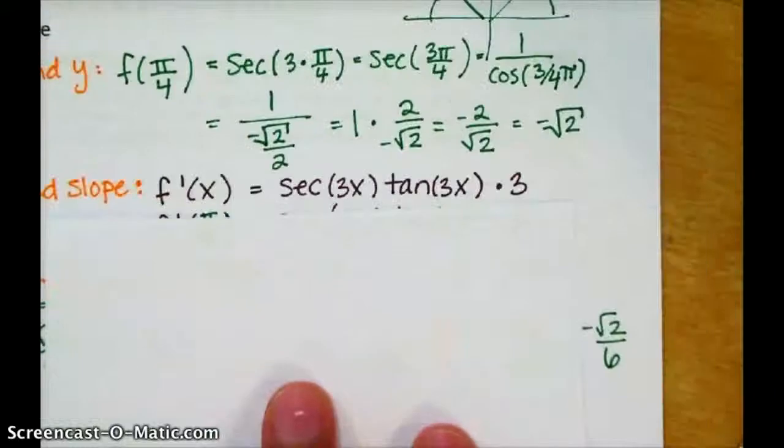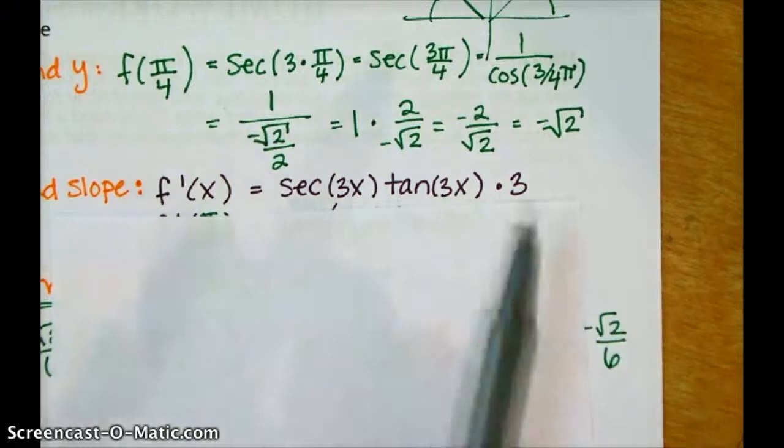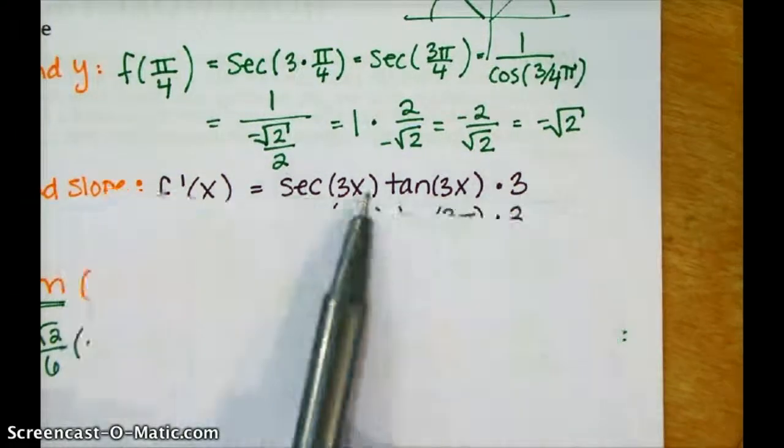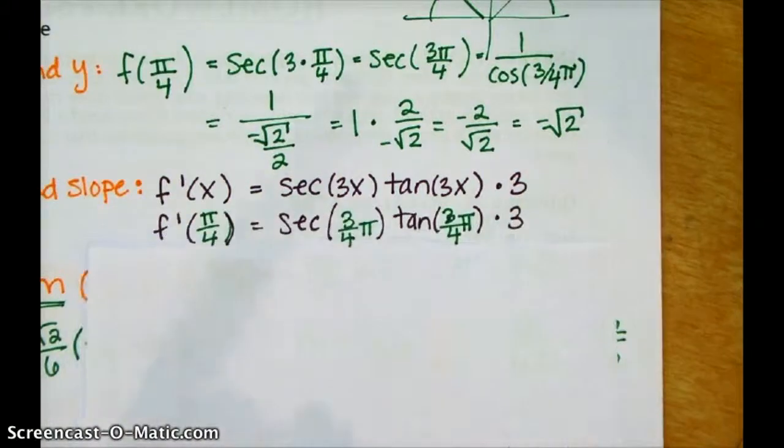The slope, the derivative that I get, is right here, and it's just a chain rule. That's where that 3 comes from. You only multiply it once because it is the interior. And then from there, I plug in the x value, which looks like this.